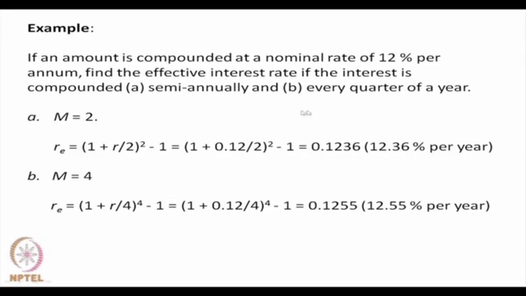When instead the interest is compounded 4 times a year, then M is equal to 4. So, the effective interest rate becomes 1 plus R by 4 whole to the power 4 minus 1, and that is equal to 1 plus 0.12 divided by 4 to the power 4 minus 1. This quantity is 0.1255, which is 12.55% per year. Now, you can compare this: the higher the frequency of compounding of interest, the higher is the effective interest rate. This is even higher than this. Therefore, the idea given here is that if the interest is compounded more than once in a year, the effective interest rate also rises.